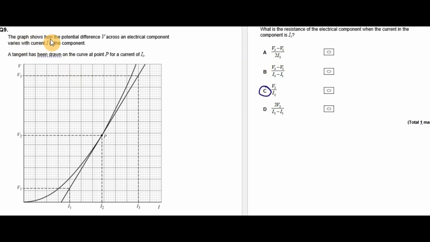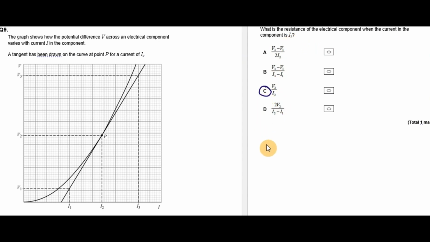So, the graph shows how the potential difference V across an electrical component varies with current I in the component. A tangent has been drawn on the curve at point P for a current of I2. So we've just got a potential difference, current graph, and the tangent has been drawn at point P. And the question is, what is the resistance of the electrical component when the current in the component is I2?